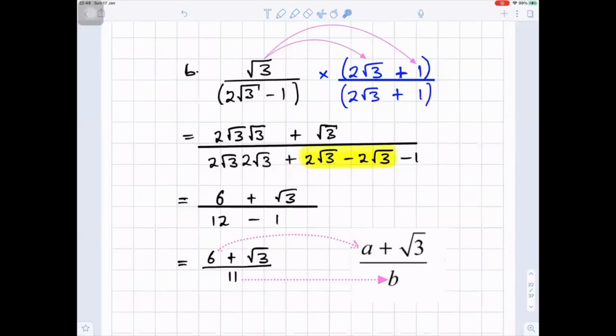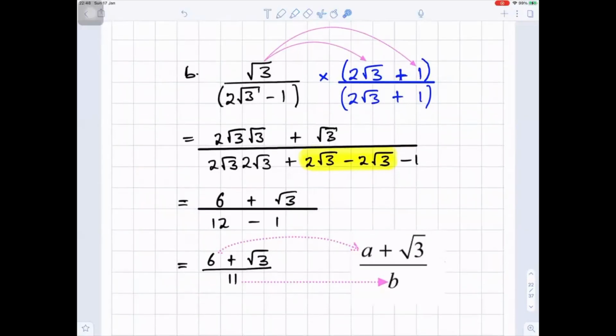For part B, we will multiply by 2 root 3 plus, we'll change that to a plus, 2 root 3 plus 1. So root 3 times 2 root 3, so we have 2 root 3 times root 3 plus root 3 times 1 plus root 3. In the denominator, 2 root 3 times 2 root 3. 2 root 3 times 1 stays as 2 root 3. Minus 1 times 2 root 3, minus 2 root 3. And minus 1 times 1 is minus 1.